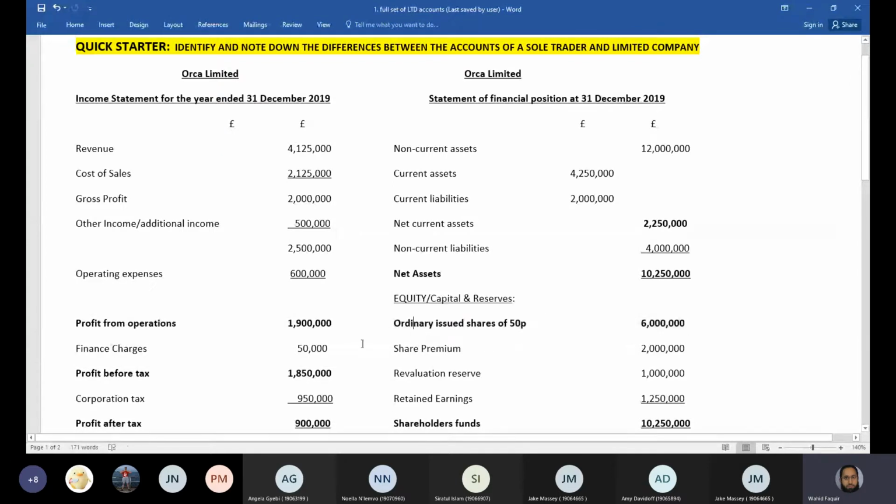We'll talk about shares in a minute. Right, then we've got profit. We've got different levels of profit here now. Look, we've got gross profit, which we have in a sole trader. We have profit from operations. That's a new term. Okay, it's just a level of profit. That level of profit is before finance charges. Once we take finance charges off, now that would be good in brackets, wouldn't it?